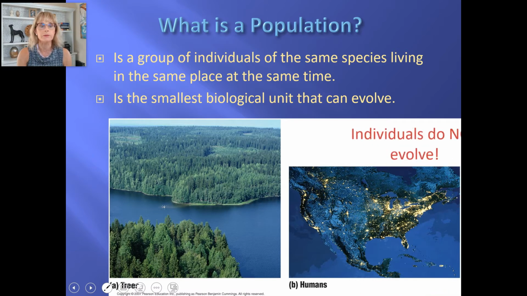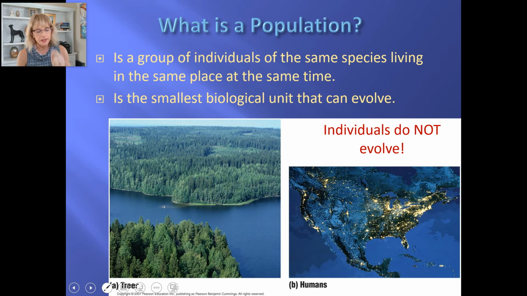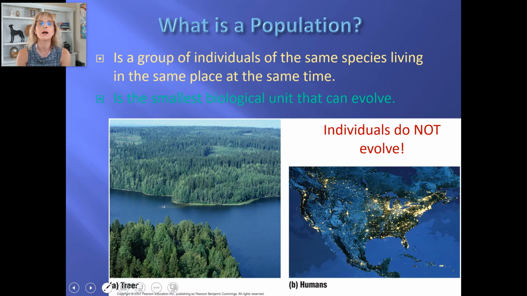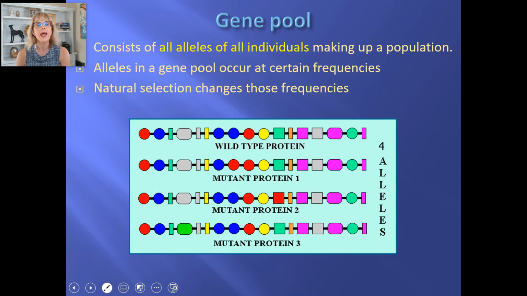Now, however, we would consider the entire Earth population of humans to be a single population just because we can move around so easily. Individuals do not evolve. You can have a mutation in an individual, but they do not evolve except in that Dr. Phil, Oprah Winfrey kind of sense of the word, okay? Only populations evolve. And populations are considered to have what is called a gene pool. The gene pool is all of the alleles of all of the individuals that make up a population.